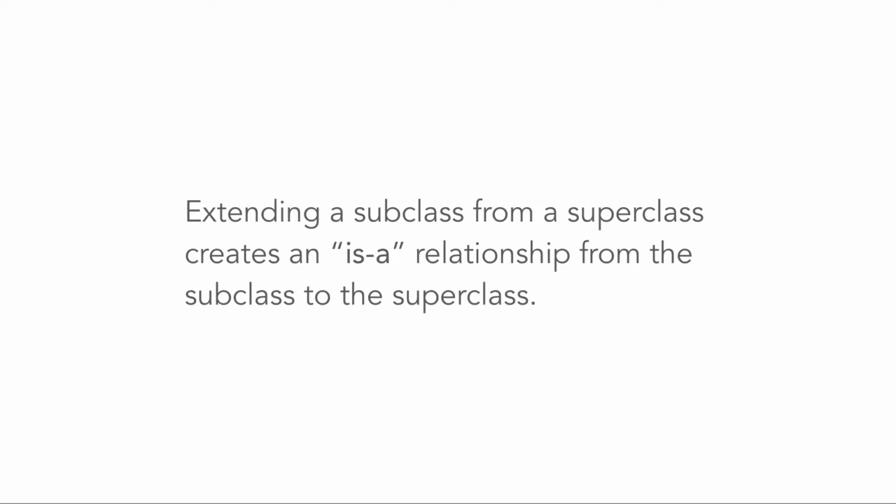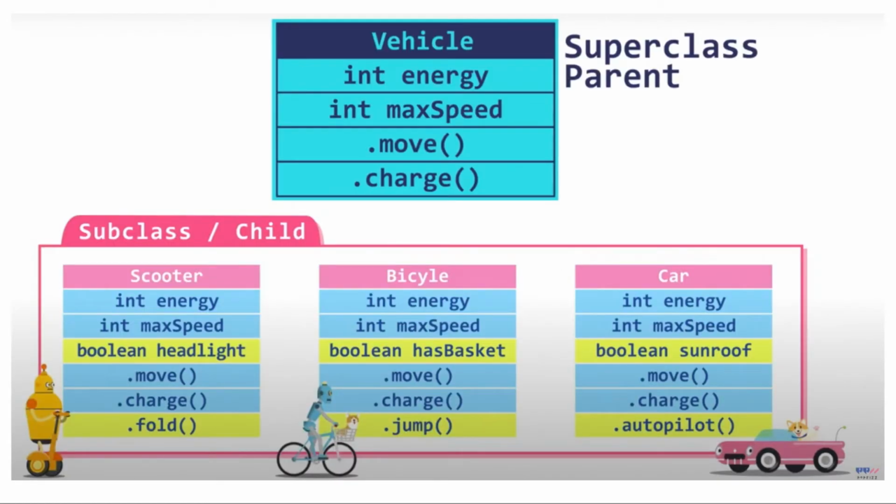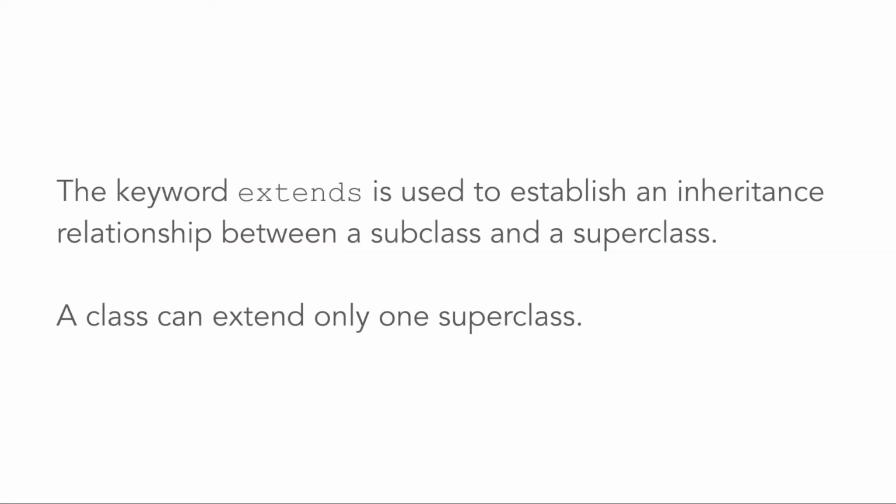Extending a subclass from a superclass creates an is-a relationship from the subclass to the superclass. Using this example, we can say that a scooter is a vehicle, a bicycle is a vehicle, and a car is a vehicle. The keyword extends is used to establish an inheritance relationship between a subclass and a superclass. A class can extend only one superclass. The keyword extends gives subclasses access to its superclass's attributes and behaviors.